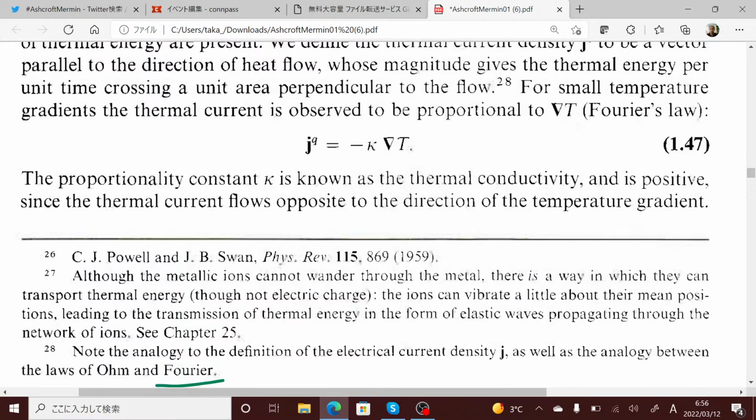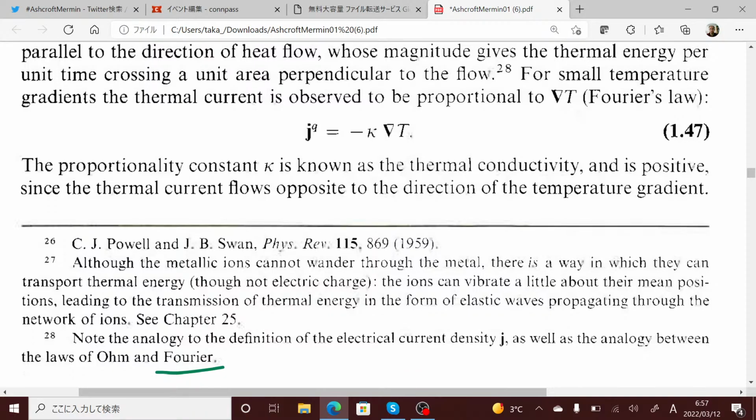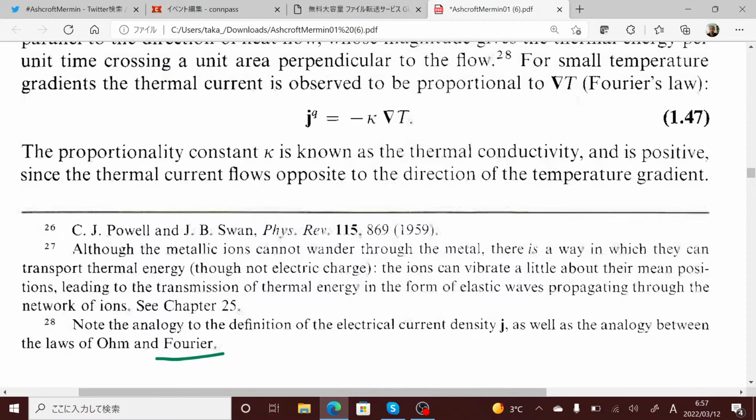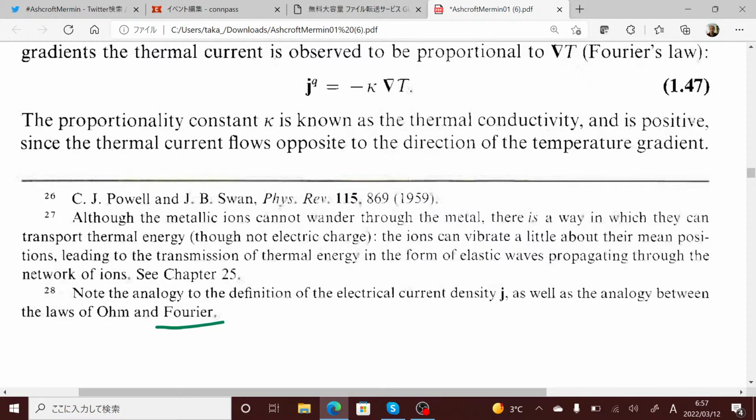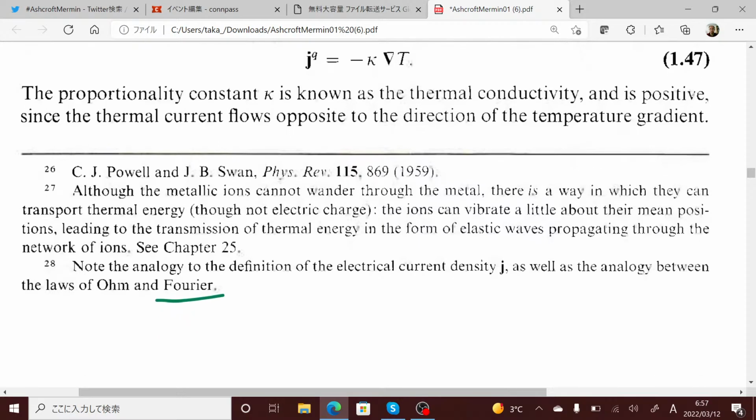For small temperature gradients, the thermal current is observed to be proportional to nabla T. This is Fourier's law: j_Q equals minus kappa nabla T. The proportionality constant kappa is known as the thermal conductivity and is positive, since the thermal current flows opposite to the direction of the temperature gradient.